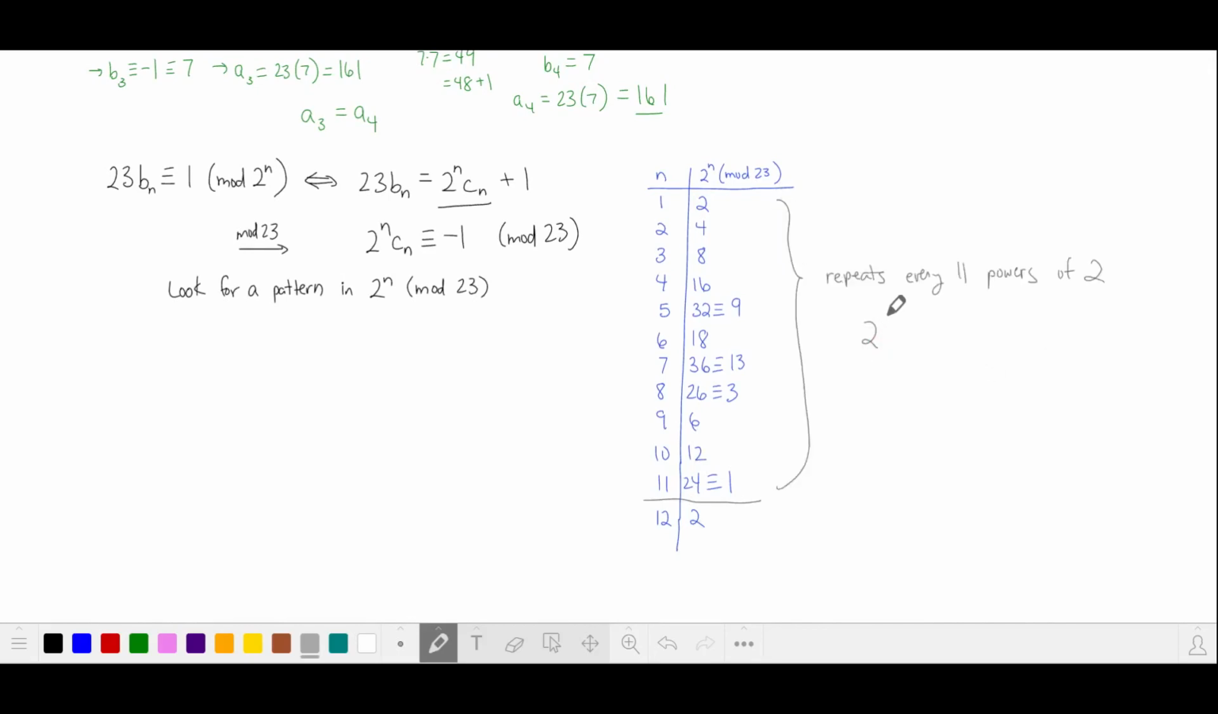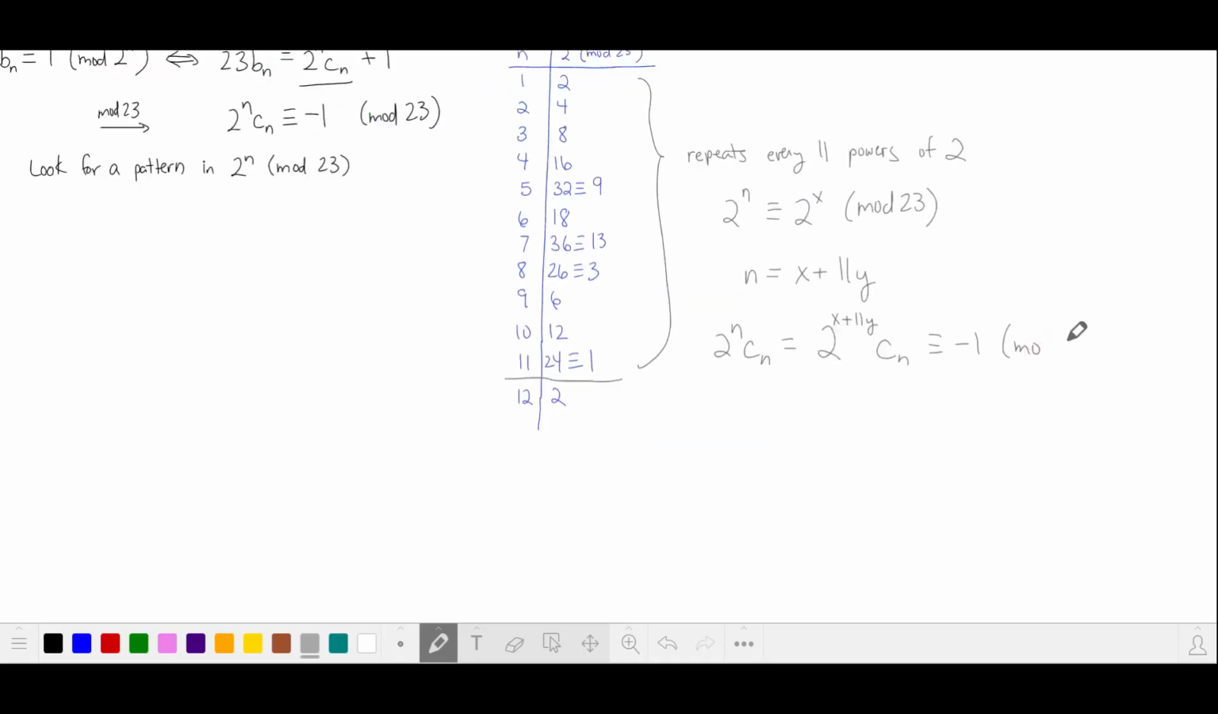This means that if we have two numbers, 2 to the n, which will be the same as 2 to the x in mod 23, then that means n is going to be x more than a multiple of 11. Checking, we can do this substitution. This is 2 to the power of x plus 11y times cn, and we want this to be equal to negative 1 in mod 23.